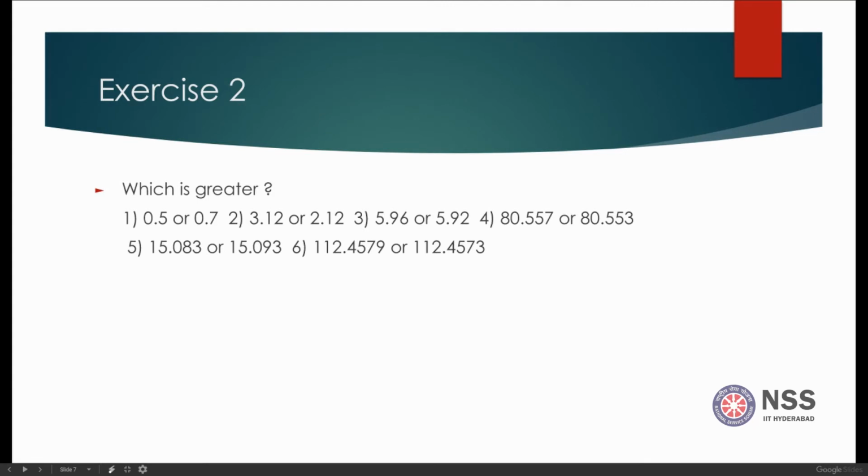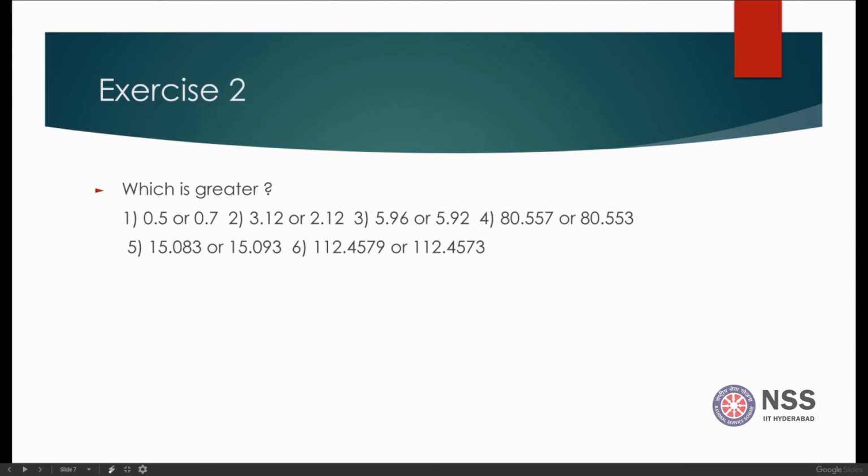Point one two and 2.12. 3.12 can be written as 3 into 1 plus 1 into 1 by 10 plus 2 into 1 by 100, whereas 2.12 can be written as 2 into 1 plus 1 into 1 by 10 plus 2 into 1 by 100. So here, obviously, when we are comparing this, we will start from the left side. When we start, we first enter at the ones place.